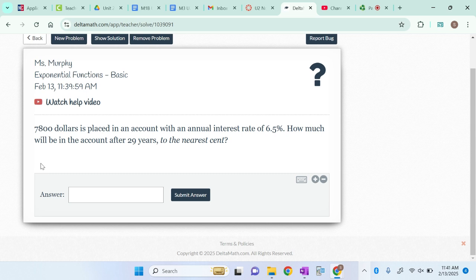So first off, we need to decide, is this going to be a growth or decay problem? Growth, how do you know? Because this is annual interest. So guys, when you think bank account, all right, if it gains interest, that means it's growing in value. So this is a growth problem. All right. So what's my A value here?